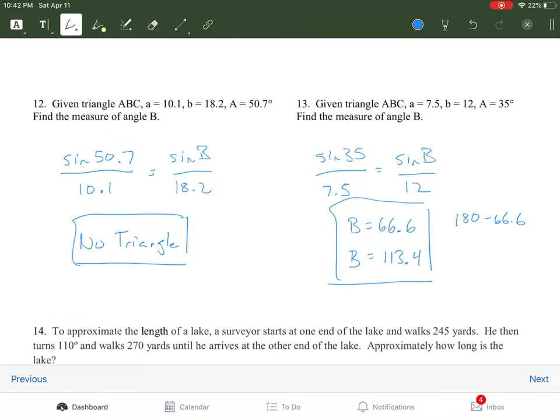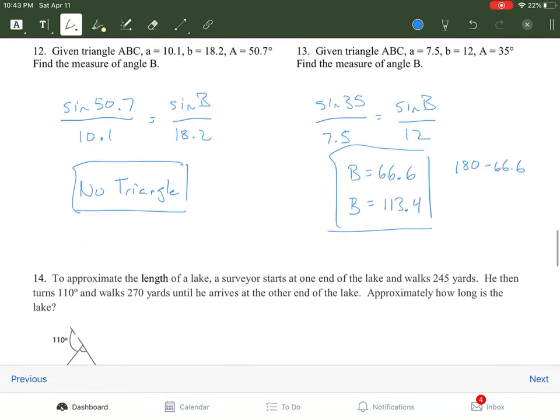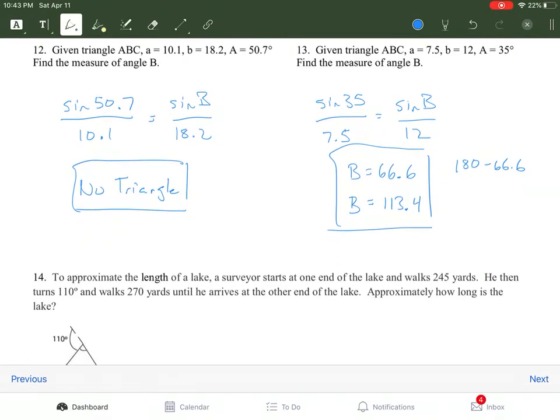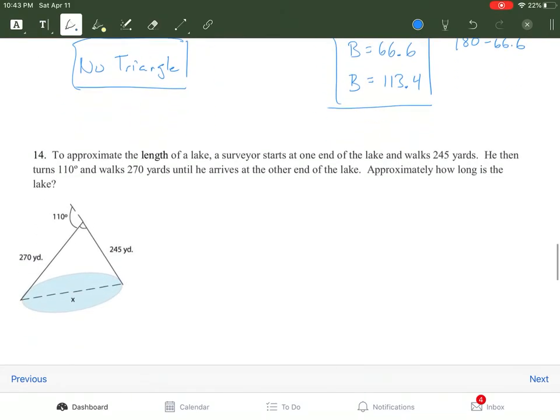Okay, so anytime you have a law of sines problem and you're trying to find the angle, you check for the second angle just to see if it does or does not work. Sometimes it won't, sometimes it will. Okay, now we're on to the word problems here.